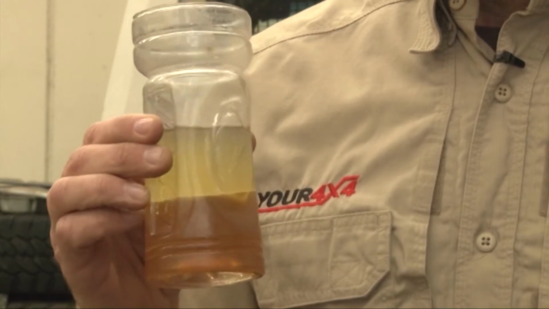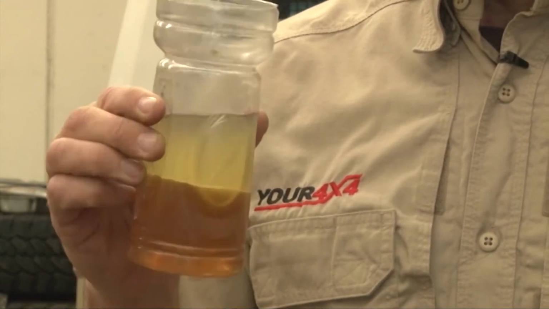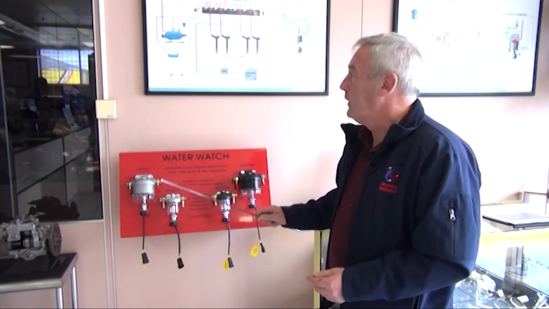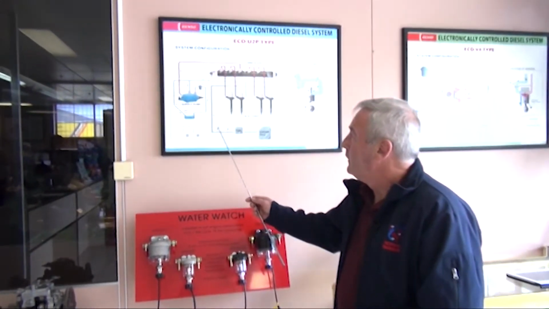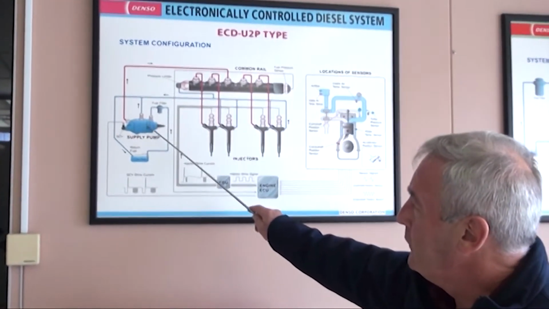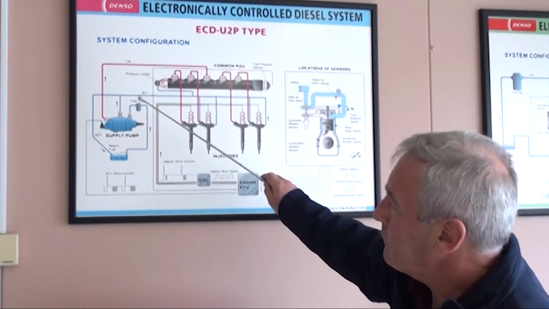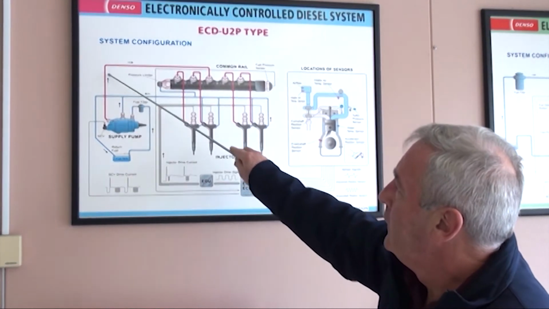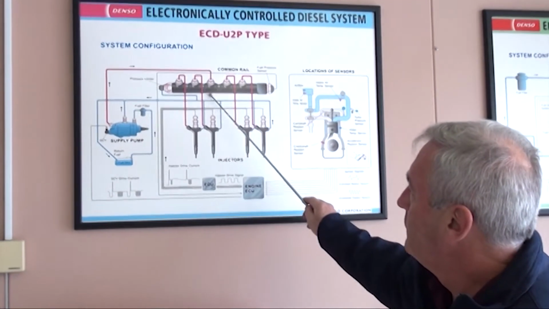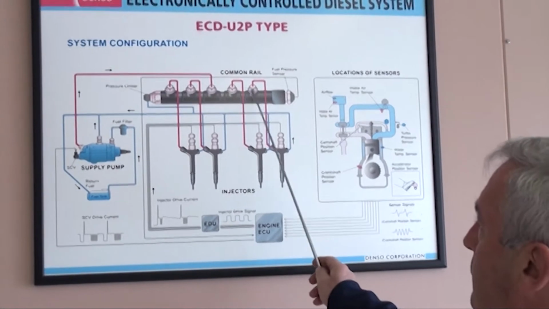Today we're going to talk about contamination in common rail diesel. Firstly, a small explanation of the operation of common rail. Using this diagram, we have a supply pump here which draws fuel from the fuel tank. This supply pump pressurizes the fuel, comes up to what we call the common rail.